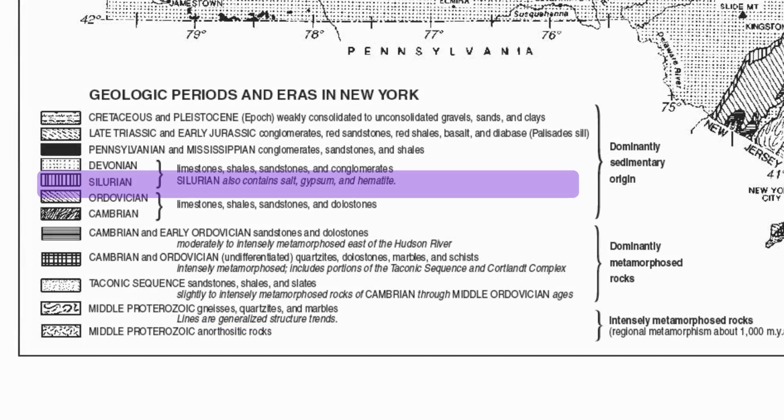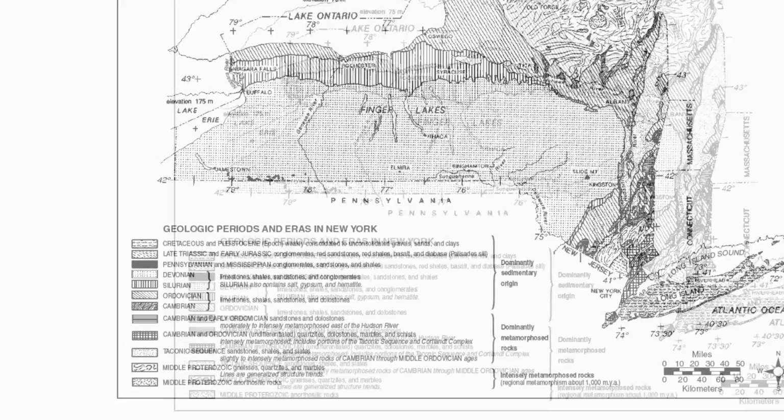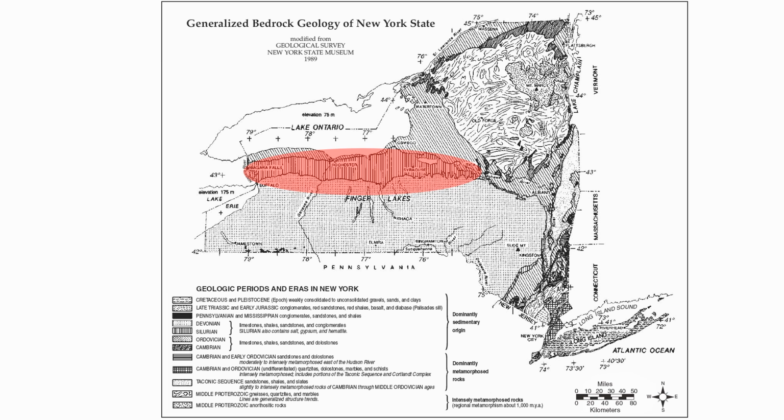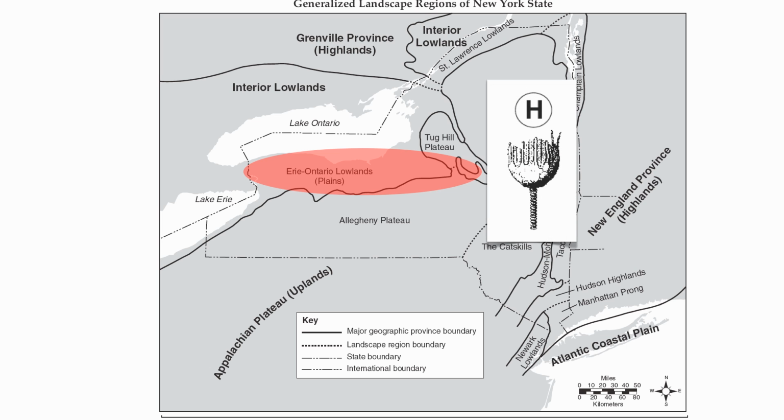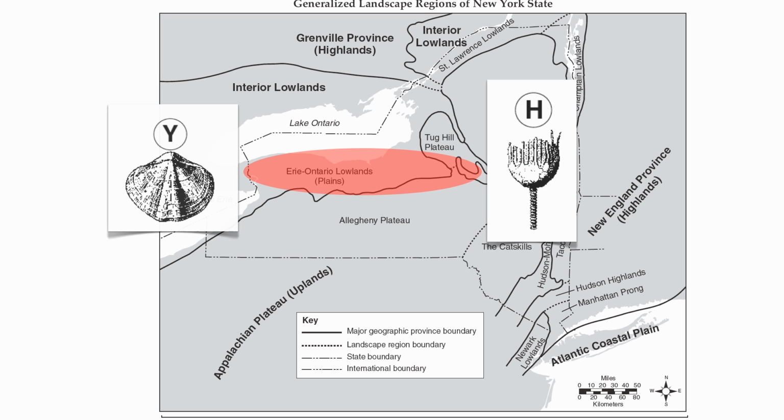You find the symbol for Silurian. You go up to page 3. You find an area that has the symbol of those vertical lines. Now you superimpose page 2 over top of that. And what's going to happen here is that you're going to get the Erie-Ontario lowlands. That is going to have index fossil H and index fossil Y.